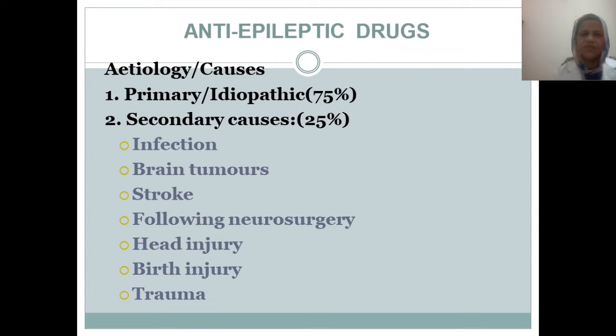Now, etiology or causes of epilepsy. Primary or idiopathic is 75% and secondary causes 25%. Secondary causes are infection, brain tumors, stroke, following neurosurgery, head injury, birth injury, trauma, etc.